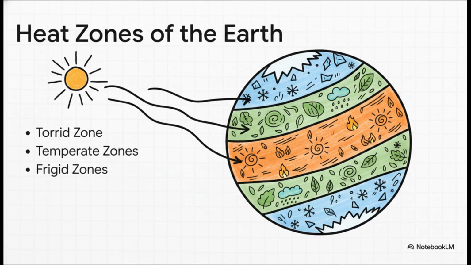Move a bit further north or south into the temperate zones, and you start seeing moderate weather and distinct seasonal shifts in daylight. Keep pushing past 66.5 degrees, and you hit the frigid zones: permanent, extreme cold, and wild, long periods of total darkness or total daylight. So yeah, your latitude literally decides your climate.